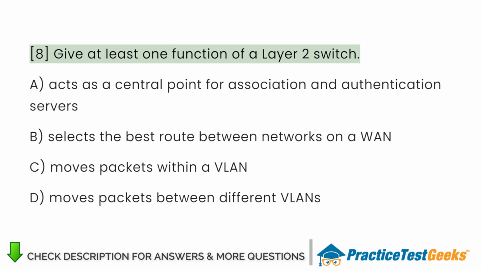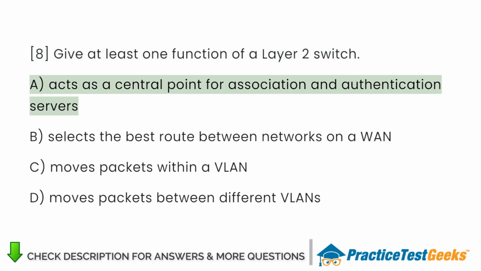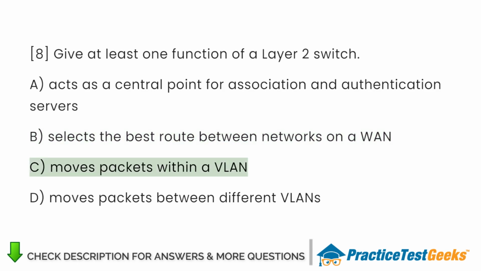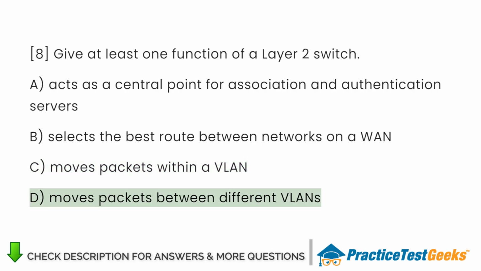Give at least one function of a Layer 2 switch. A. Acts as a central point for association and authentication servers. B. Selects the best route between networks on a WAN. C. Moves packets within a VLAN. D. Moves packets between different VLANs.